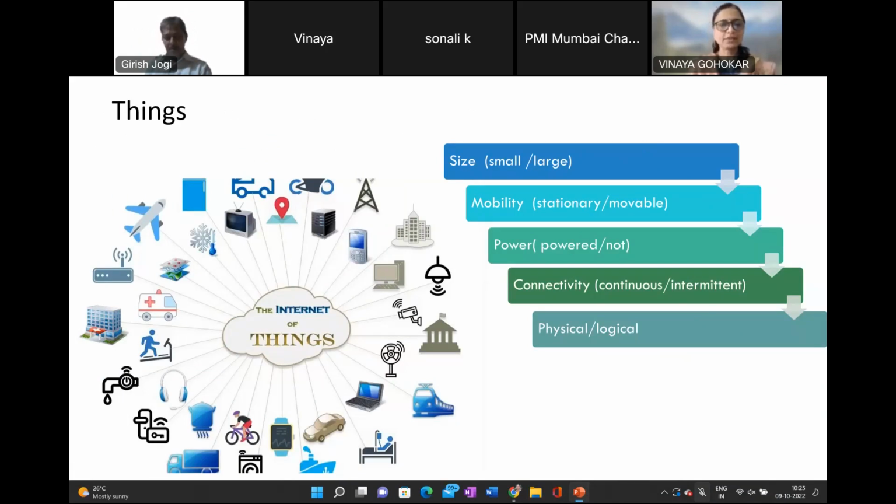Then connectivity, whether a thing requires continuous connectivity or it is okay if its connectivity is not continuous. It is a physical thing, or sometimes it is a thing which is logical also. So the objects we are connected to are numerous, or there are numerous ways in which you can categorize them. So n number of things, as you can see in the picture also, they are connected to internet.